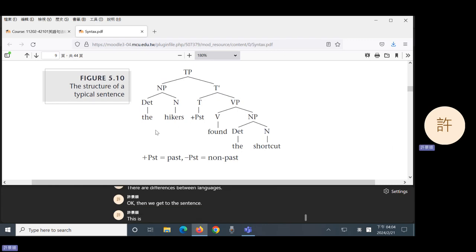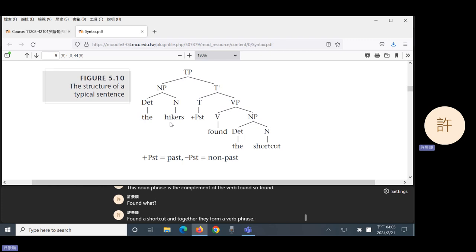This is a complete sentence. The hikers found the shortcut. So we've been looking at this part. The shortcut is a noun phrase. The head is shortcut, and it's preceded by a determiner, an article, the, which tells us that it limits the kind of shortcut. This is actually an abbreviation. This should be shortcut, N bar, NP, determiner, NP. The shortcut is the noun phrase. These two go together to form a single noun phrase. This noun phrase is the complement of the verb found. So found what? Found a shortcut. And together they form a verb phrase.